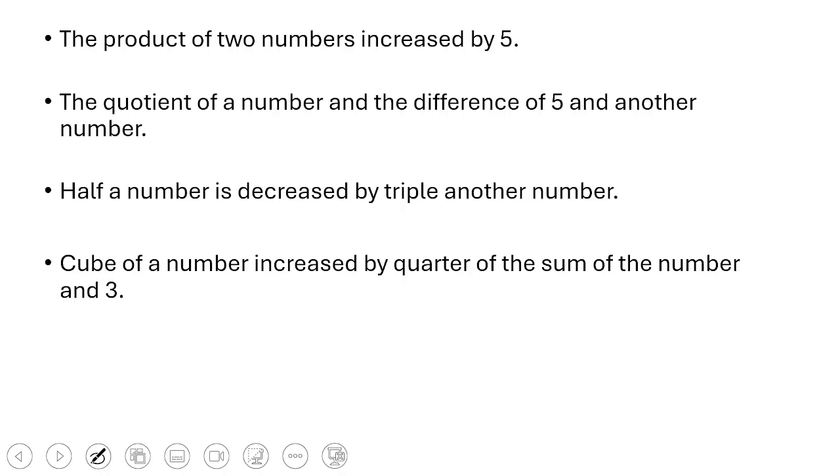So again, let's go back to the first one. We say the product of two numbers increased by 5. When we say product, we are multiplying. So we are multiplying two numbers. For this example, I'll be using x and y. If we multiply, we can just write xy. And then it is increased by 5, so we are adding 5 to it. So the product of two numbers increased by 5, we can write in mathematical expression as xy plus 5.